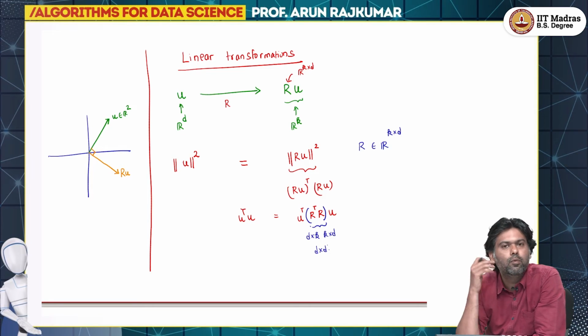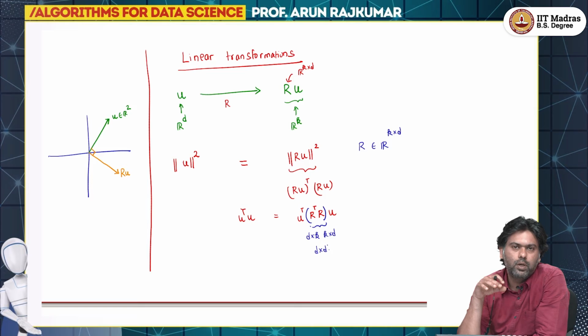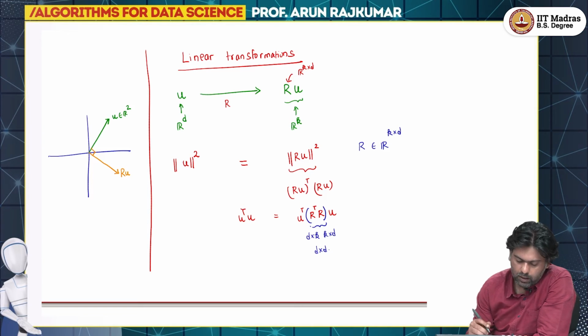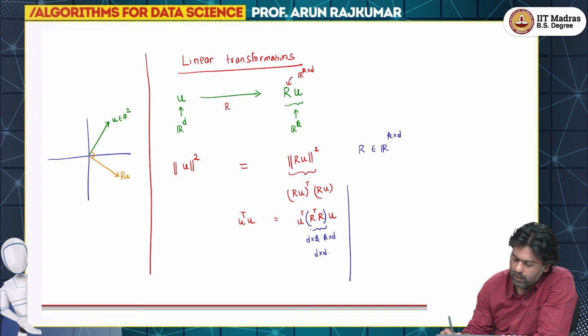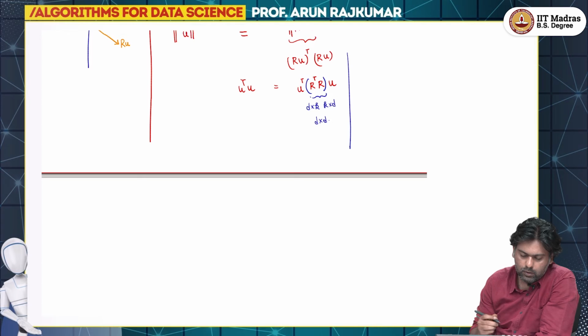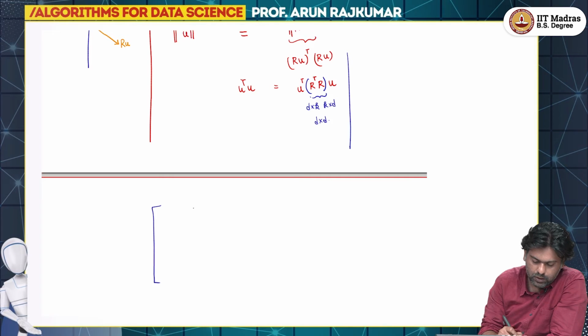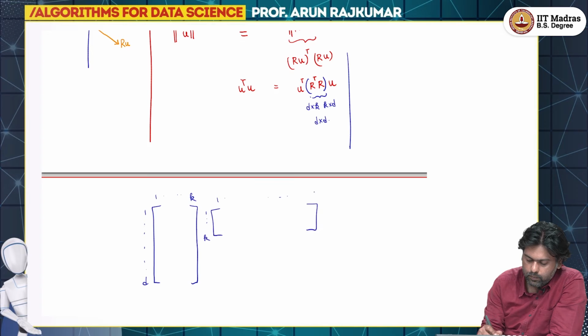So, now we are imagining d to be very large, k to be very small. Geometrically, or at least pictorially, this is like a d cross k times k cross d, where d is larger than k. So, this is d cross k, 1 to d, 1 to k, times k cross d, 1 to k and 1 to d, right. So, this is my R transpose and this is my R, right.